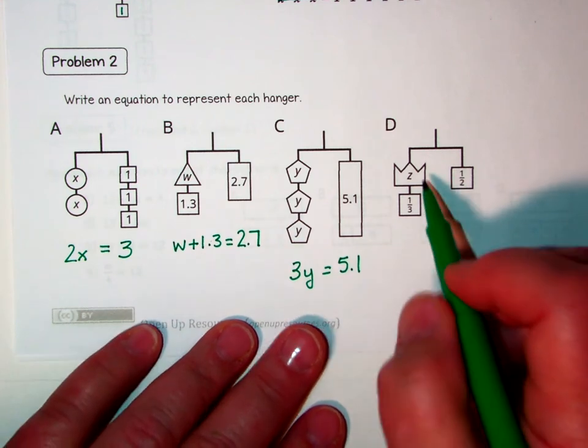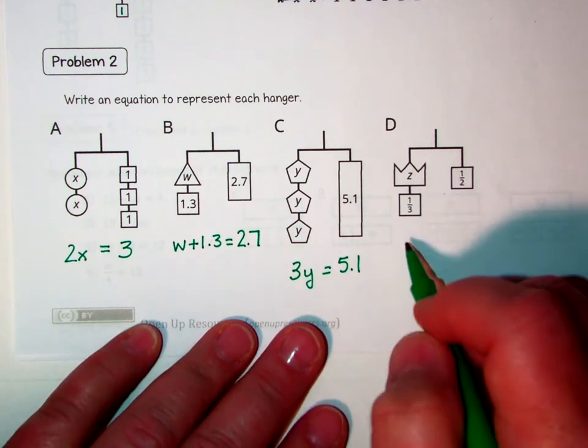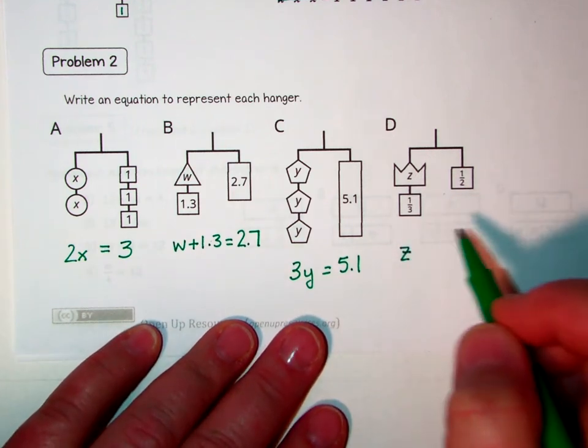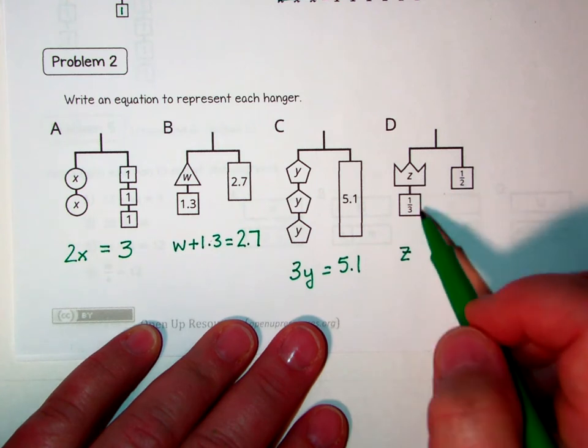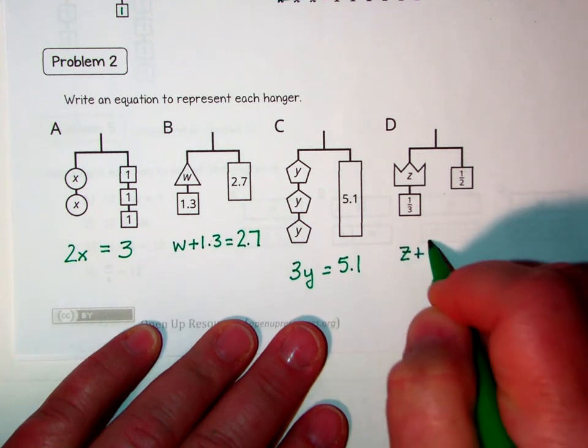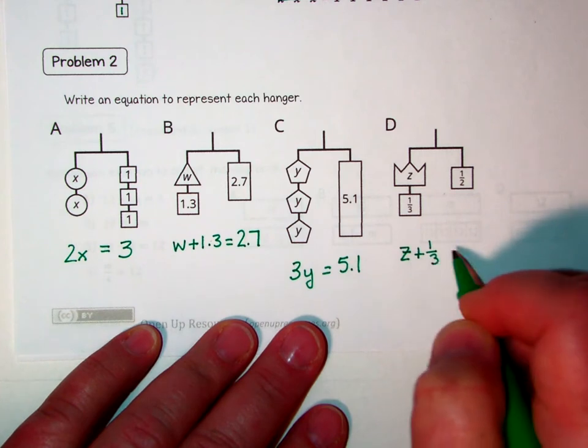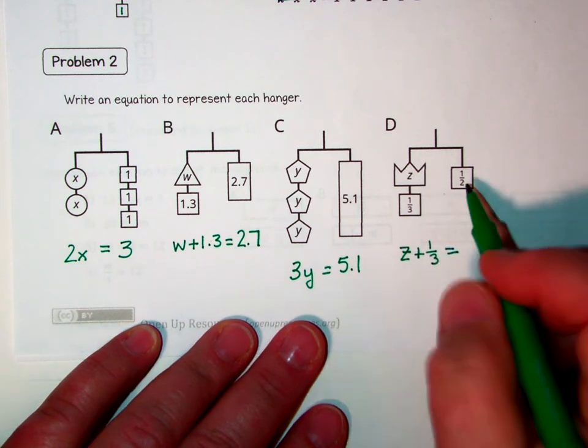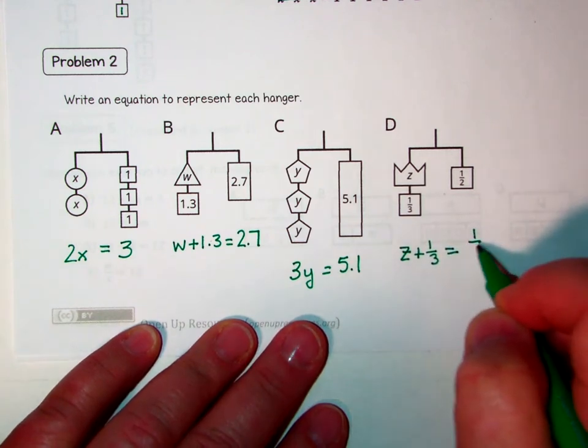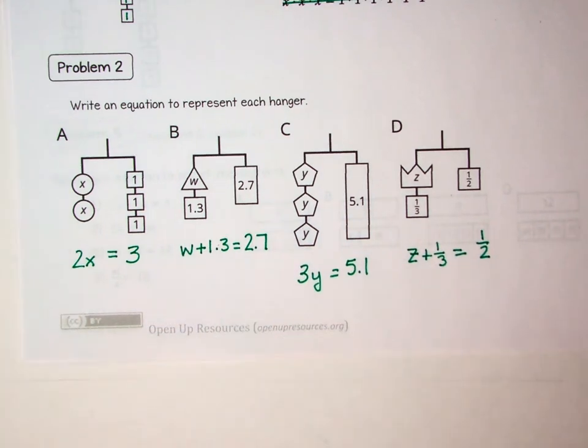And for diagram D, on the left I've got a weight with a value of z, and a weight that has a value of 1/3. So on the left side I have z plus 1/3, and on the right side I just have a weight with a value of 1/2. So z plus 1/3 equals 1/2.